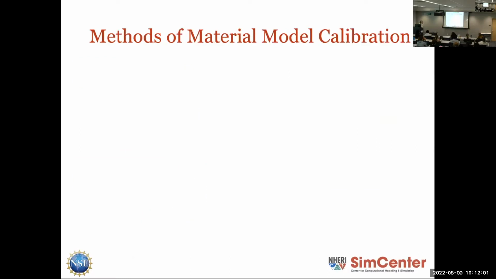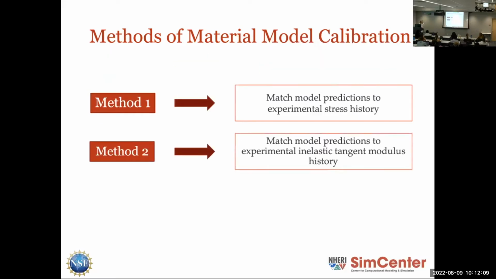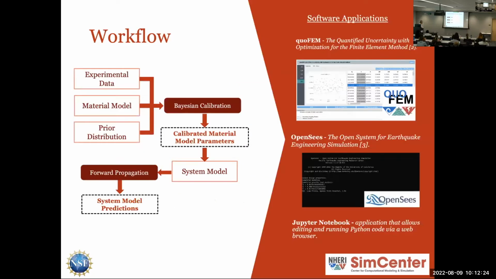So the methods: we used 3 different methods for material model calibration. The first one, we attempted to match the experimental stress history. In the second method, we attempted to match the inelastic tangent modulus history. And the third method, we only attempted to match 4 values, which were the average stress in tension and compression, and the average inelastic tangent modulus in tension and compression.